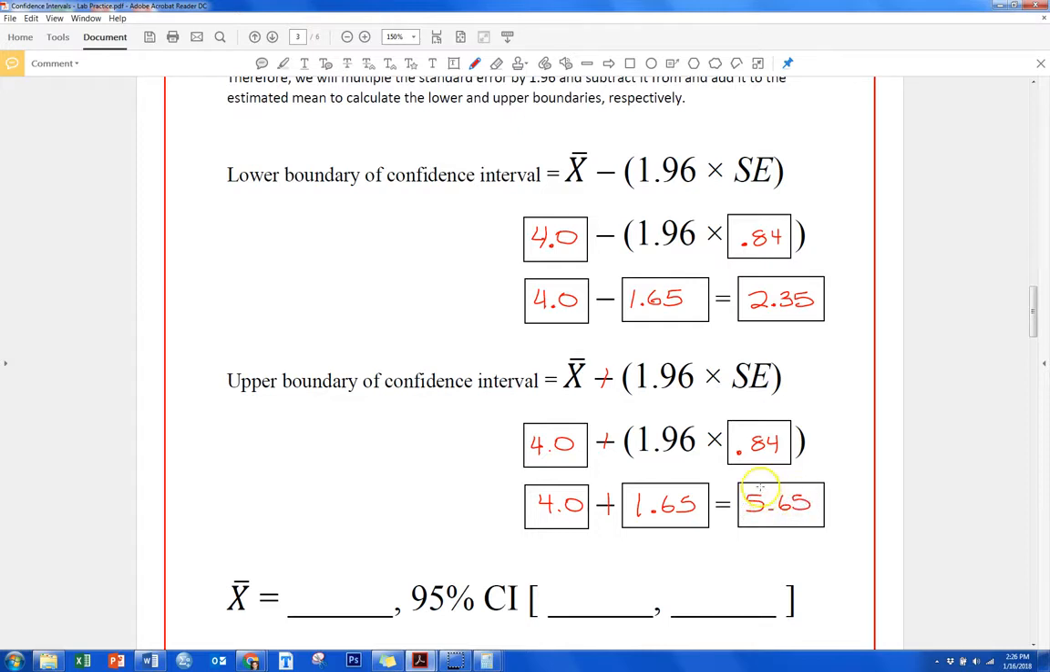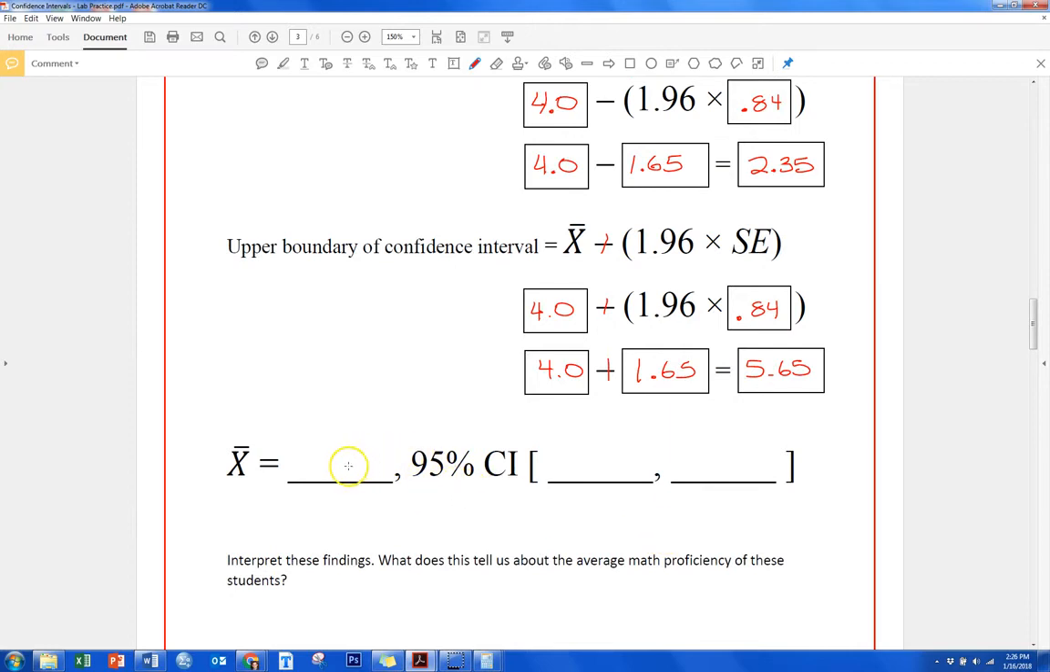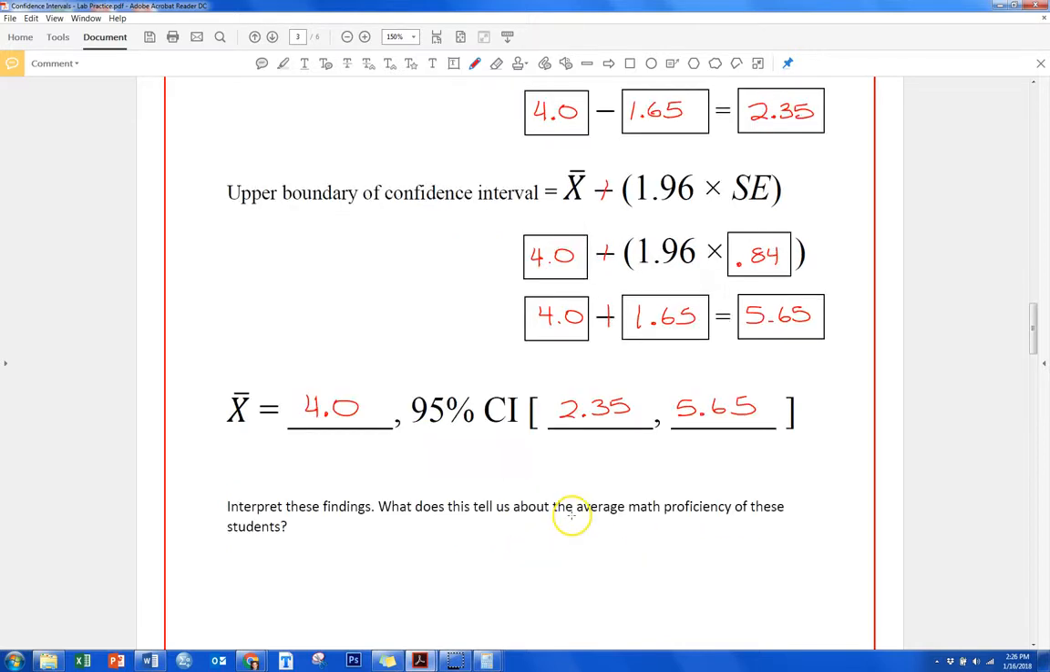5.65. Excellent. So our confidence interval is going to be, let's see, we give our reader the mean. So the mean is 4.0, and the 95% confidence interval, and they use brackets to represent that, is 2.35, and on the high end, 5.65. There we go.